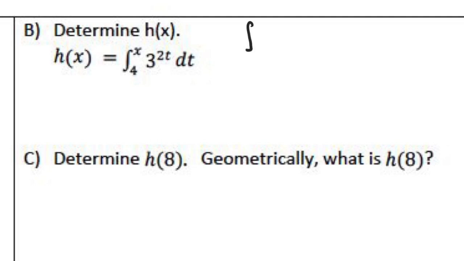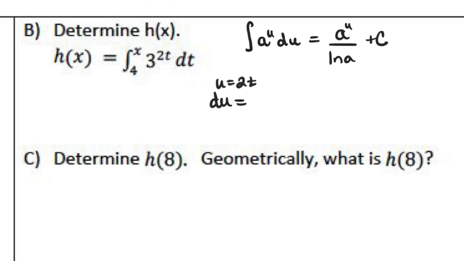Perhaps you had to go through your notes and check to see what the derivative of a to the u was, so that you now know that the antiderivative would be a to the u over the natural log of a plus c. Once you do some u substitution, u equals 2t, du is going to be equal to 2 dt.